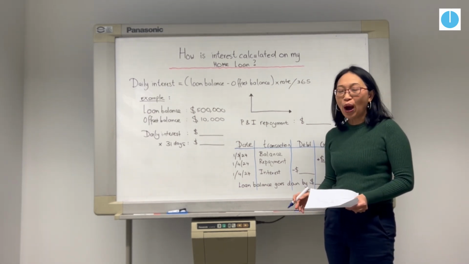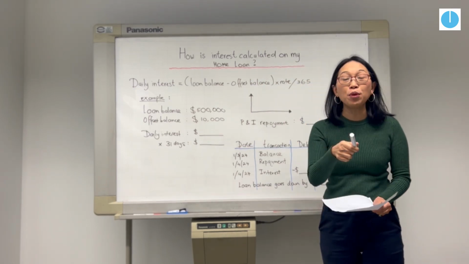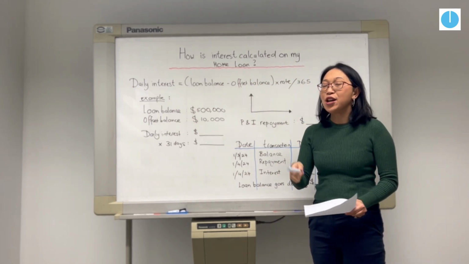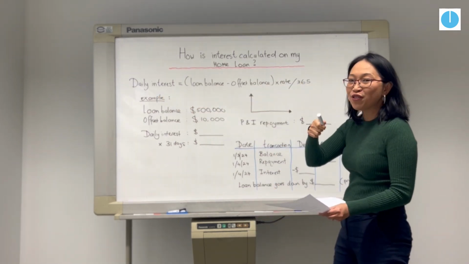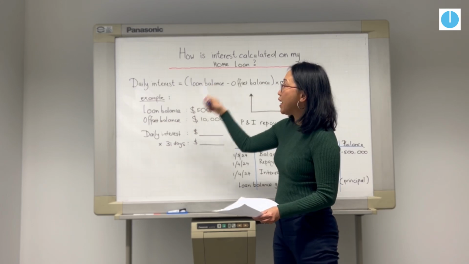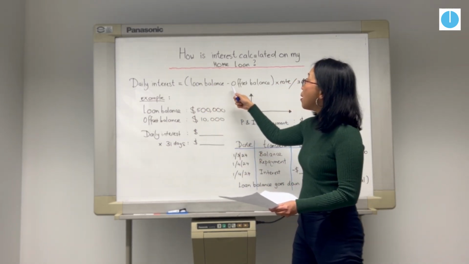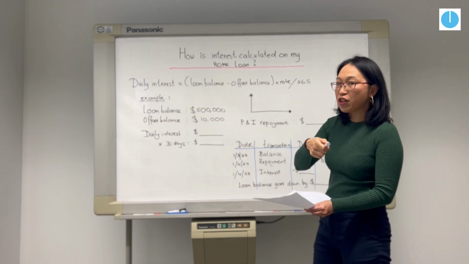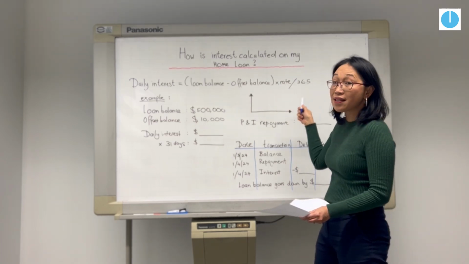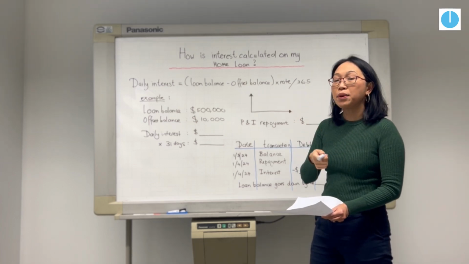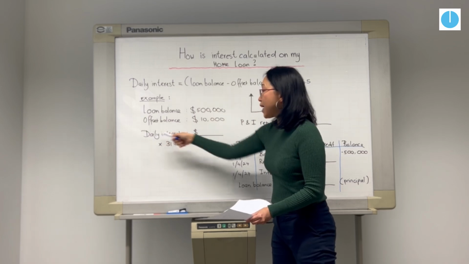In this video, I want to explain how interest is calculated on my home loan. We get this a lot. The first thing you need to know is the formula that you have to remember. Interest is calculated daily based on the loan balance, minus the offset balance if you have an offset account, times the interest rate, divided by 365. Even on a leap year, it's still divided by 365. That will give you the daily interest.